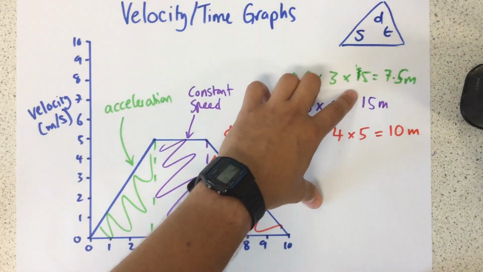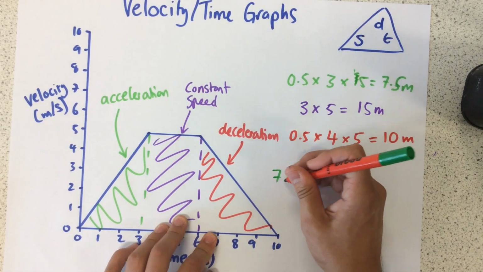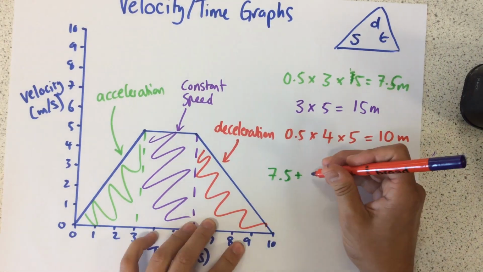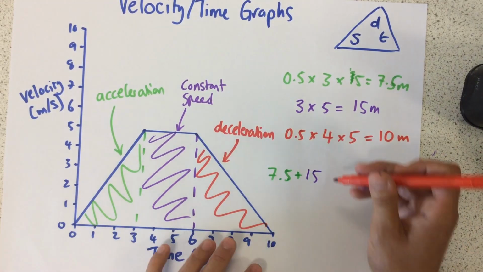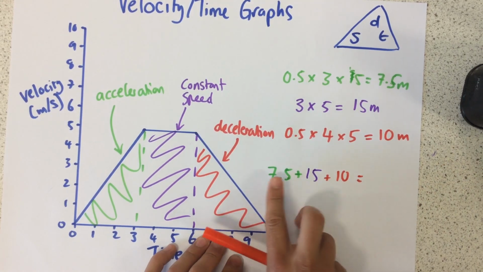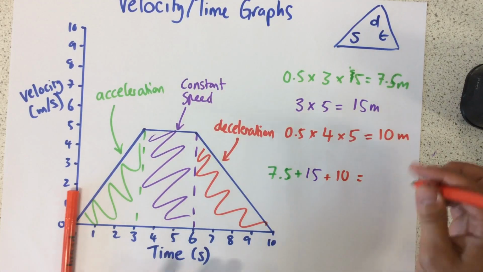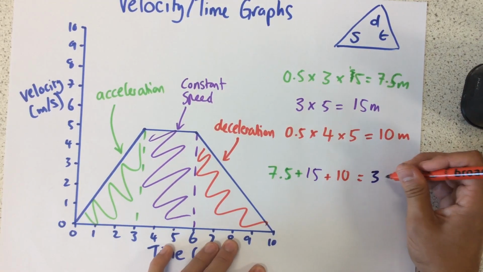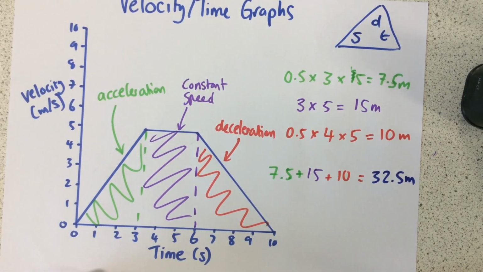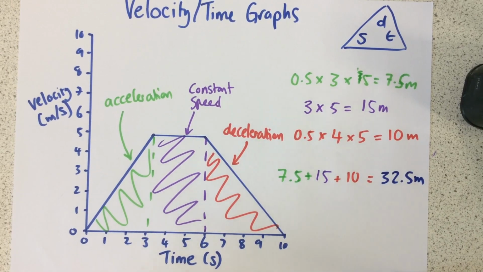So all I need to do to finish off is add these together, because at this portion I've travelled 7.5 meters, at this portion of the graph I've travelled 15 meters, and at this portion of the graph I've travelled 10 meters. So my grand total is 32.5 meters I've travelled in total. So that is how to use a velocity time graph. Thank you very much.